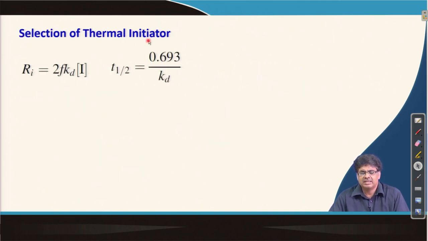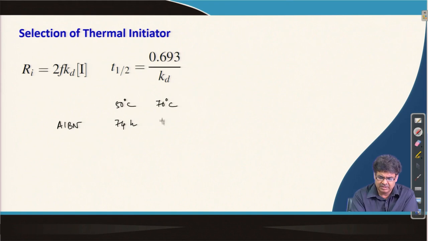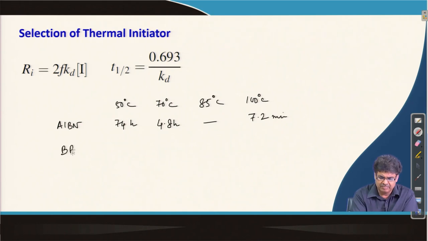Now, how to select the thermal initiator for the polymerization we plan to do? That is given by the t half value and what is the time of experiment required. For example, let me give some of the t half values for common initiators. For AIBN, at 50 degree centigrade, it is 74 hours, at 70 degree centigrade, it is 4.8 hours, at 85 degree centigrade, we do not report it, and at 100 degree centigrade, it is 7.2 minutes. For benzoyl peroxide, it is 7.3 hours, 1.4 hours, 20 minutes.